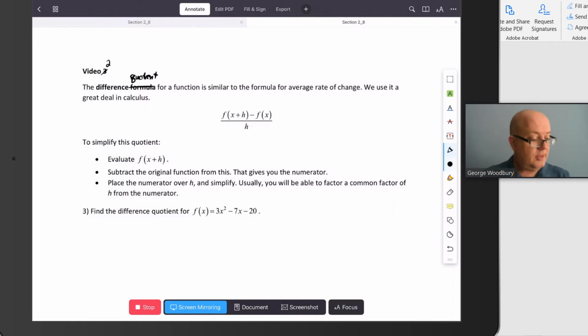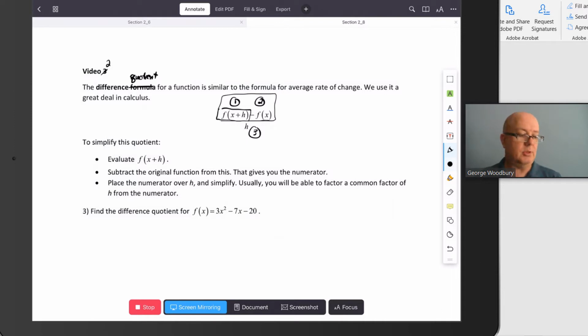To simplify this, the first thing that you're going to do is figure out what f of x plus h is. Substitute x plus h in everywhere that you see x in the original function. Simplify as much as you can. The second thing you're going to do is subtract the original function from that. At that point, if you're working with polynomials, every term that you have left will have an h in it. The third step is to write that as a numerator over h, and then we try to simplify the remaining fraction, usually by dividing out a common h from each term.